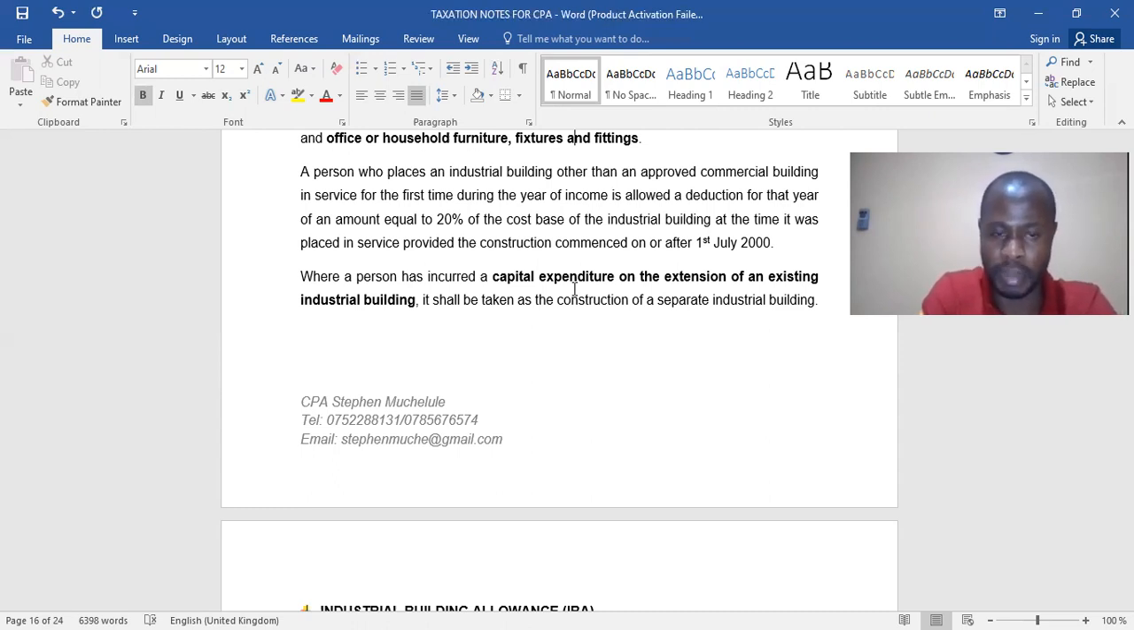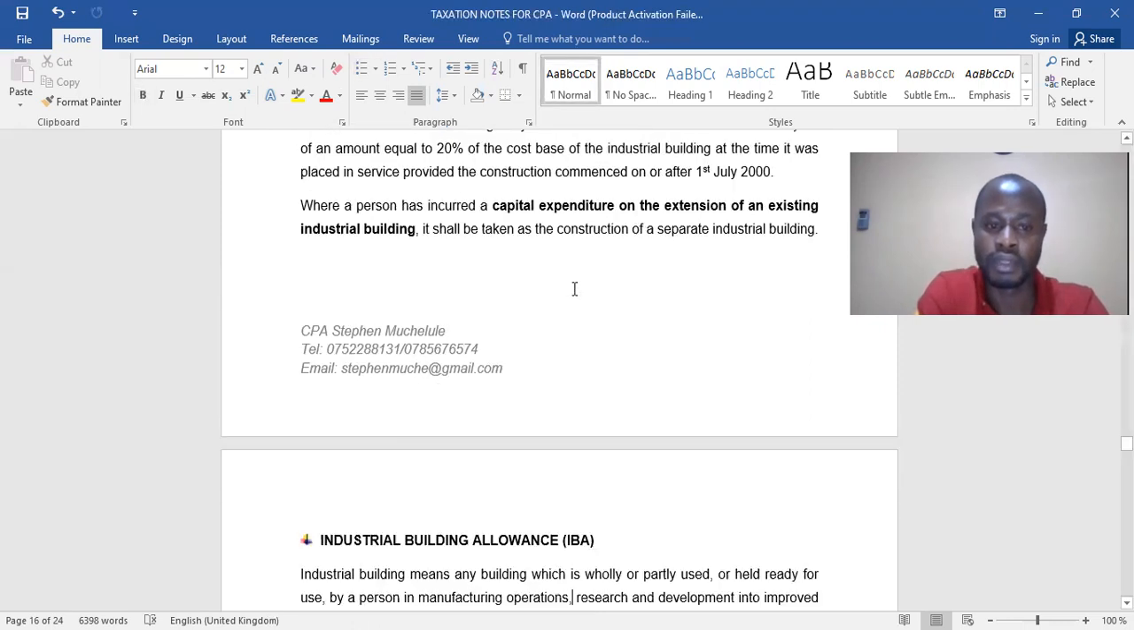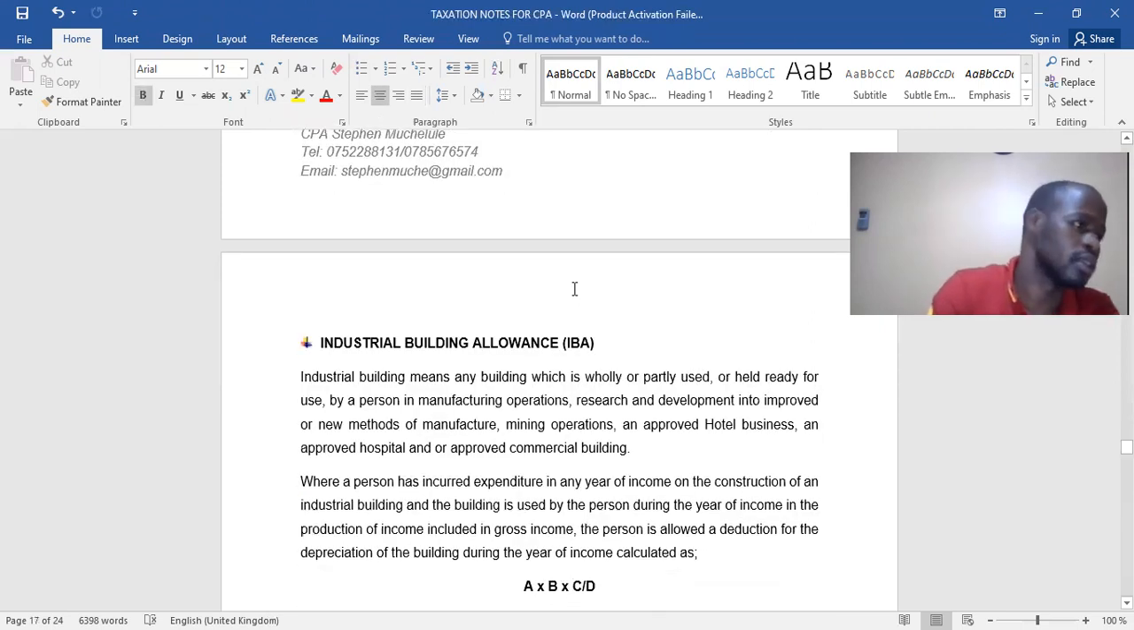But I was emphasizing the initial allowance. Initial allowance is 20% for an industrial building, and this initial allowance is applicable to a person who places an industrial building, except an approved commercial building, so an approved commercial building would not qualify. The other qualification is that it should be after 1st July 2000.